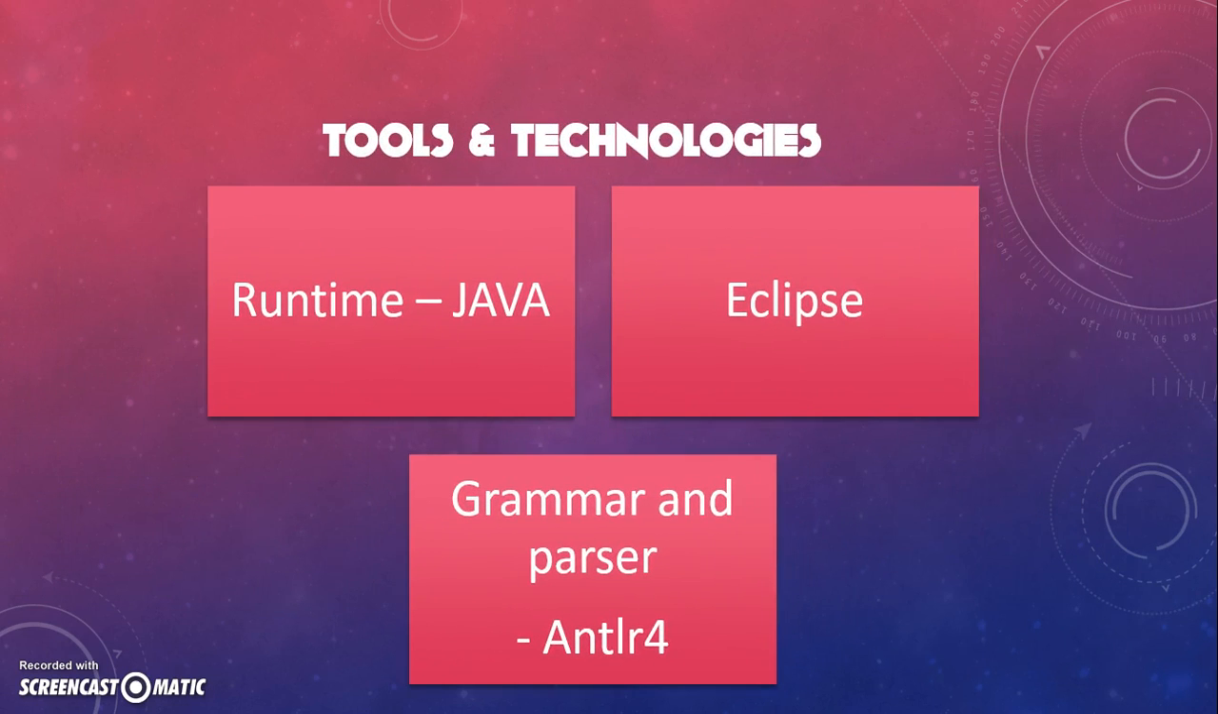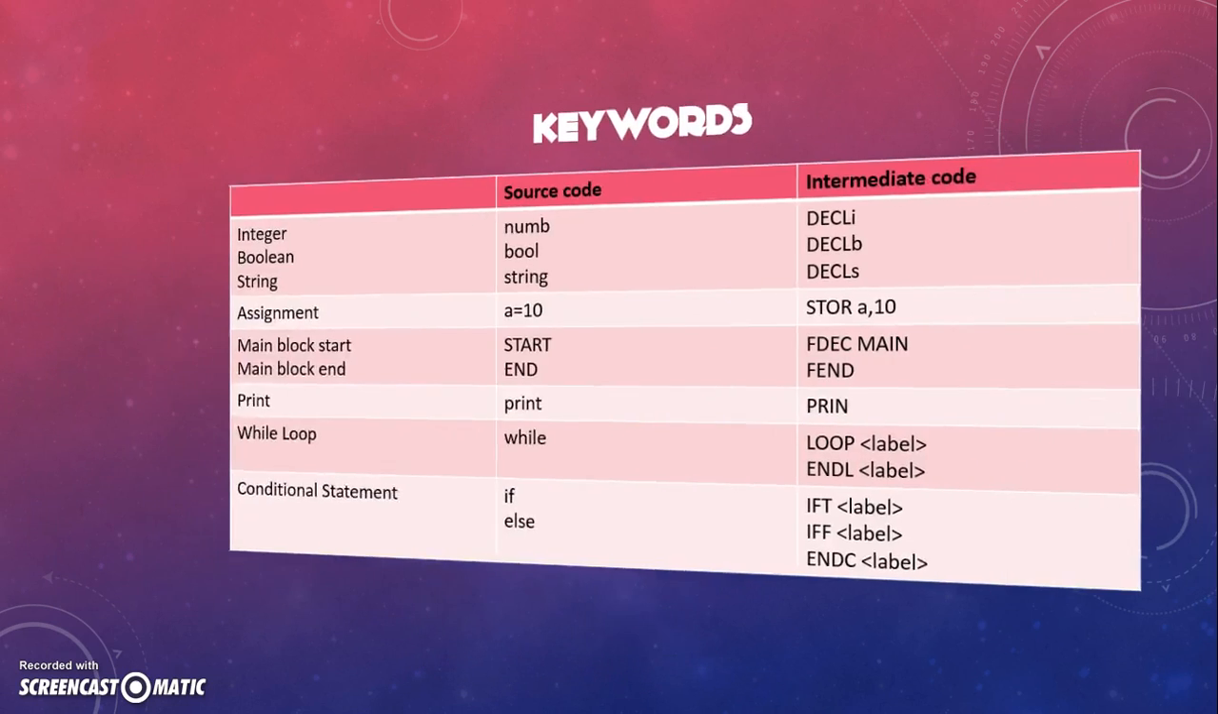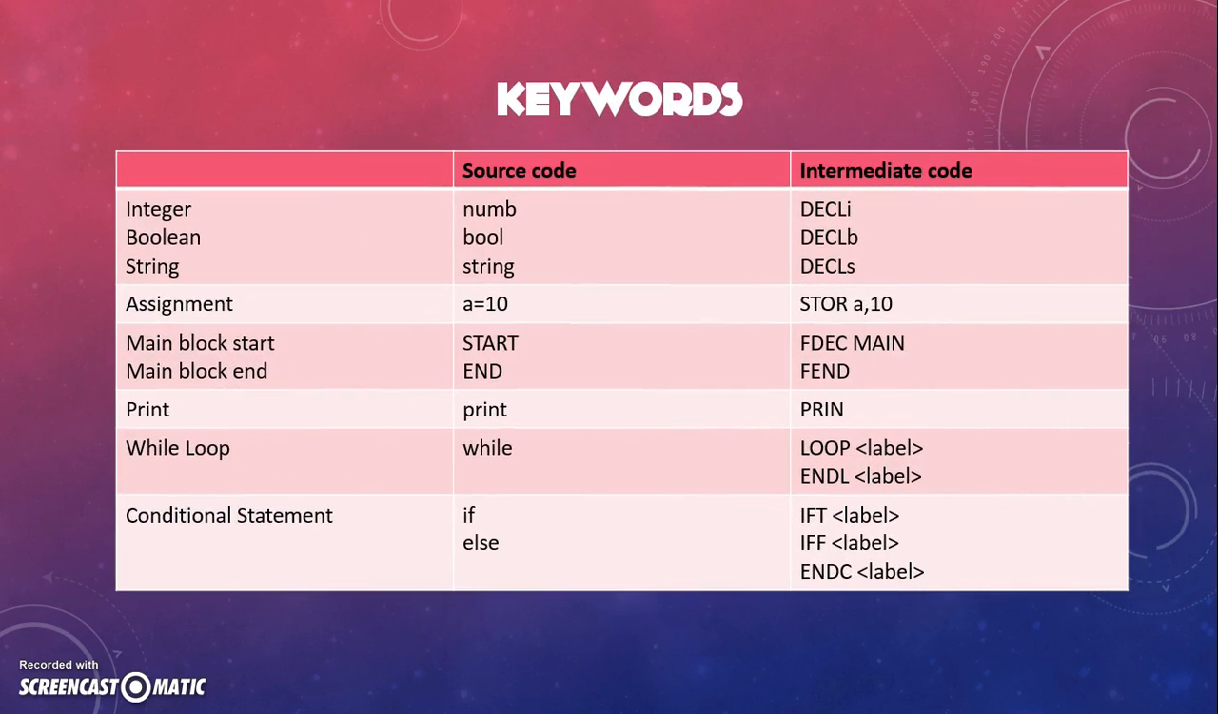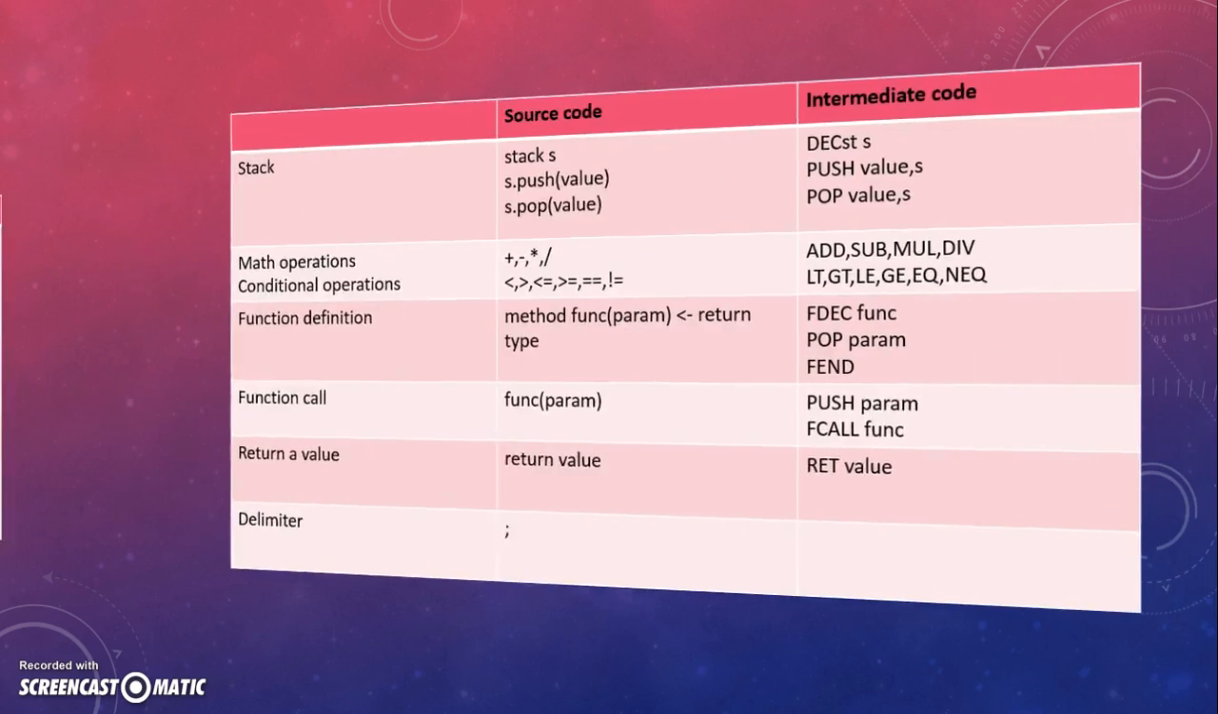Moving on to the tools and technologies, we have used ANTLR to define the grammar and parser, and the runtime is coded in Java. We have used the Eclipse IDE. Here are the list of keywords used in our high-level code and the corresponding intermediate code.